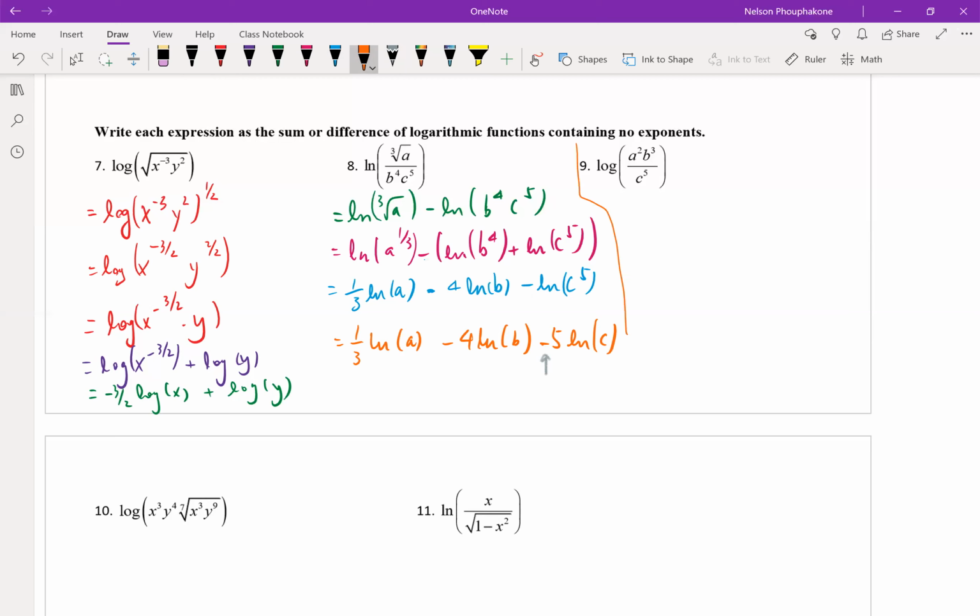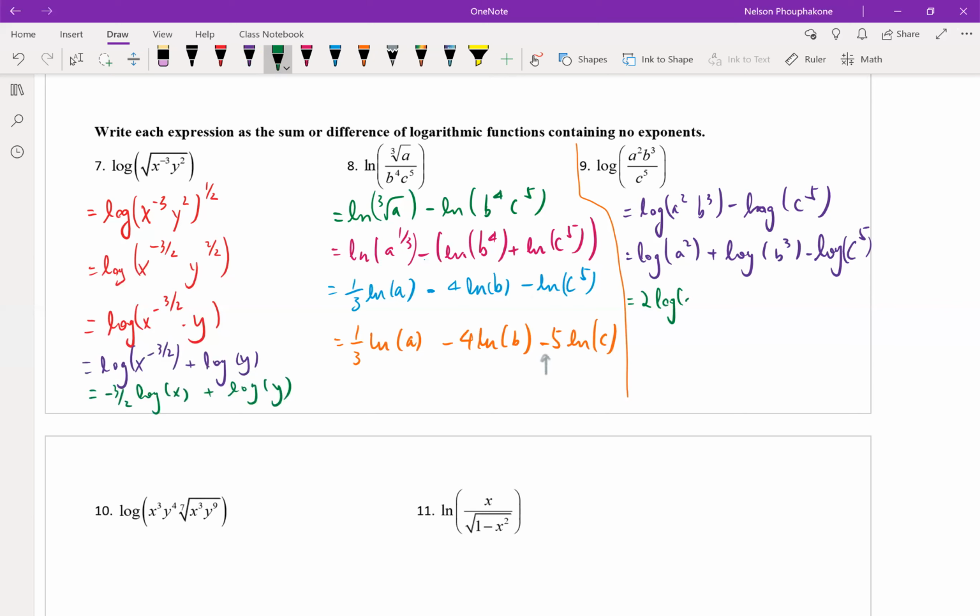Okay. And now, how about the last one? So we could have log of a squared b to the power 3 minus log of c to the 5th. Then I will have log of a squared plus log of b cubed minus log of c to the 5th. And then of course, my answer will be 2 times log of a plus 3 times log of b minus 5 times log of c.